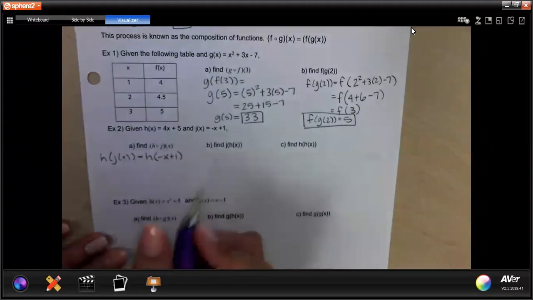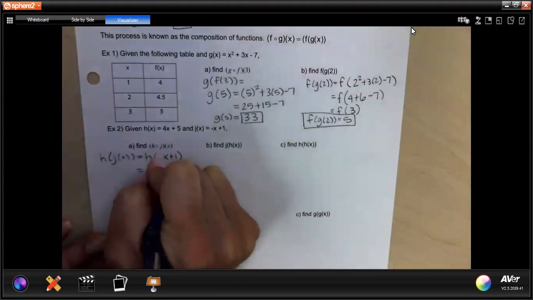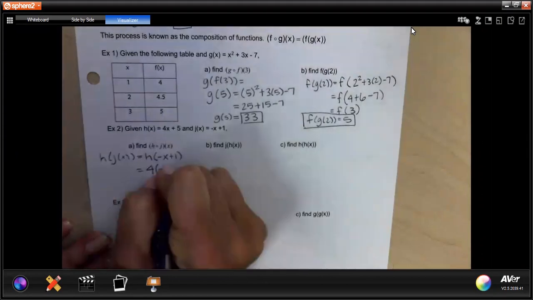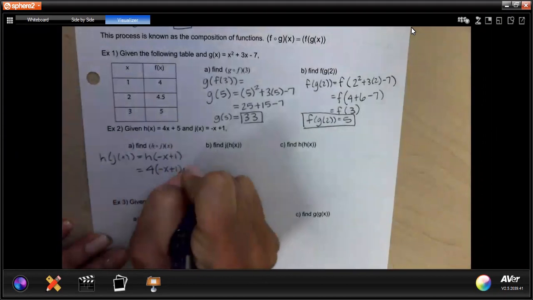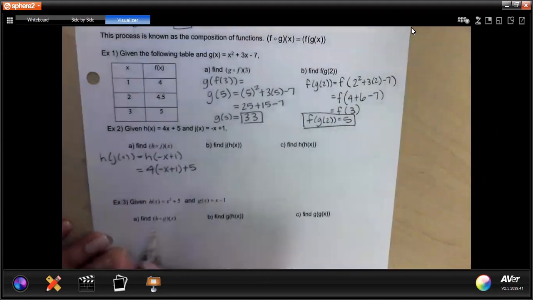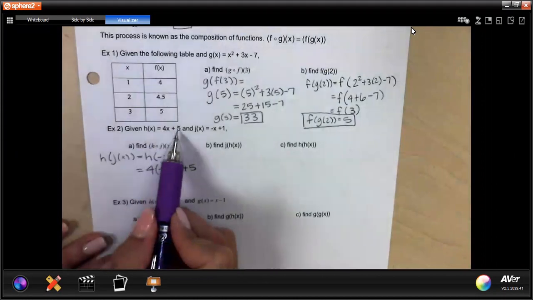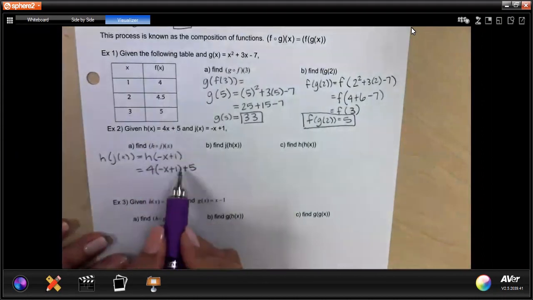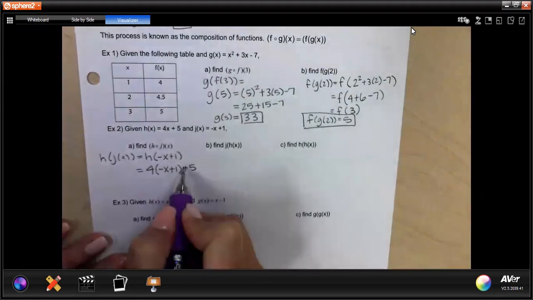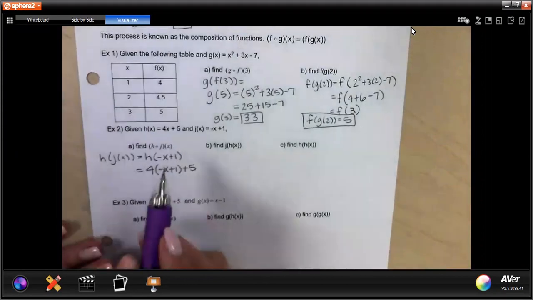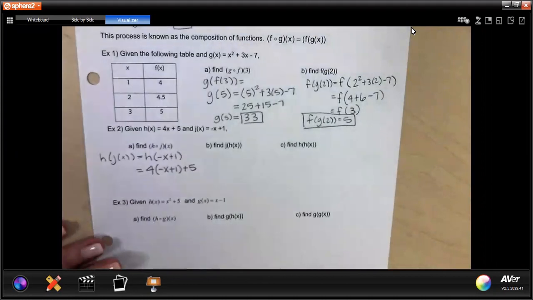Again, we substitute. So that's going to be 4 times my new x, which is negative x plus 1, and then plus 5 at the end. The only thing I have changed here is just the x. And notice it's not still here. I'm not going to leave the x right here. We see a lot of students do that, and that's a big mistake, is leaving that x there. No, you have substituted, which means the x goes away, and this becomes my new x.